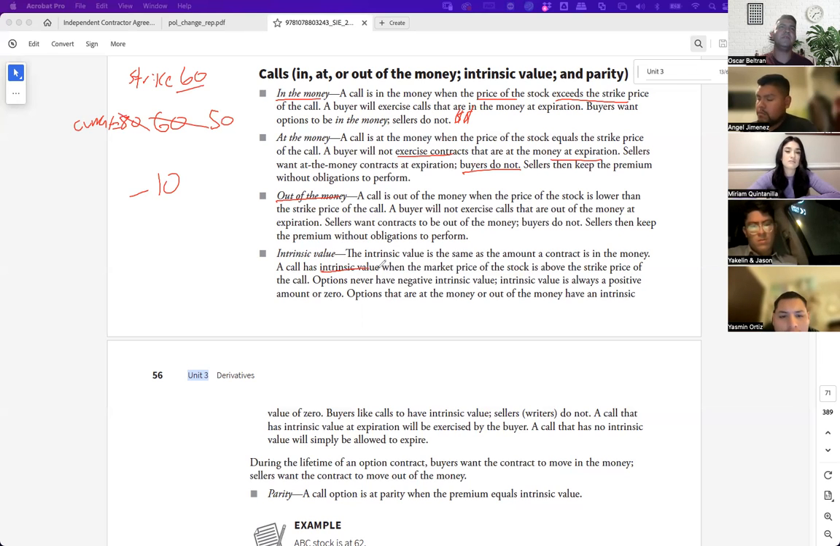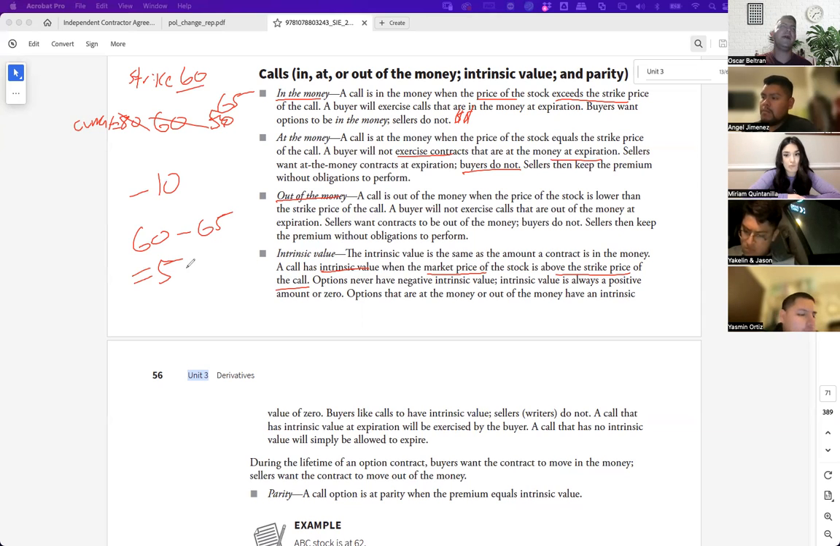It has intrinsic value when the market price of the stock is above the strike price of the call. So as long as you're above that strike price, you're good. That's assuming it's a call. Now, parity is very easy to solve. Let's say our strike price is 60 and our current market price is 65. So we do 65 minus 60, which equals 5. So our intrinsic value is equal to 5.